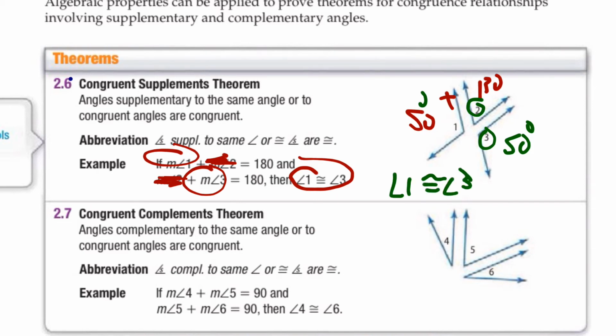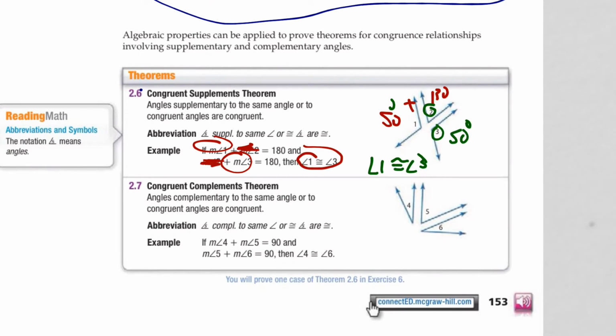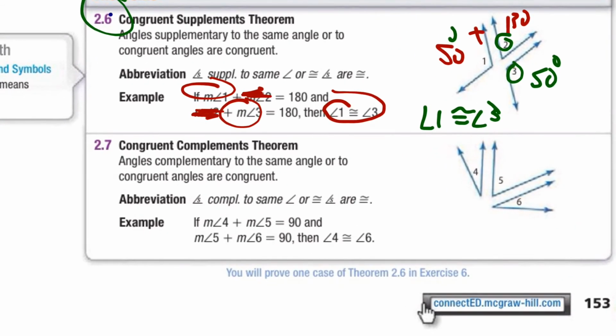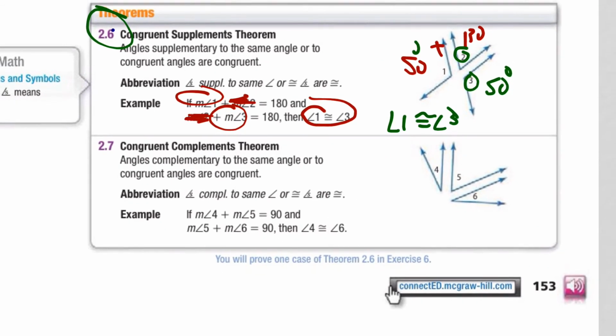Alright? Kind of common sense, but it always works. That's why it's a theorem. Theorems are kind of like postulates. They're fact. Alright? Congruent complements theorem is somewhat interesting as well.